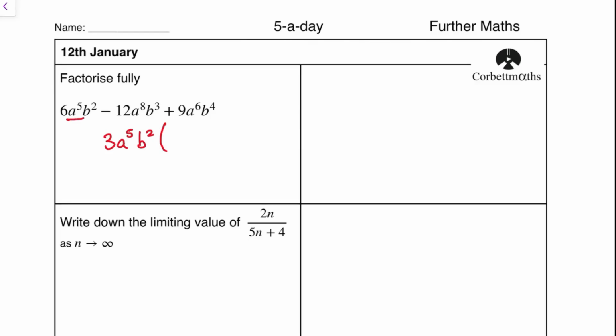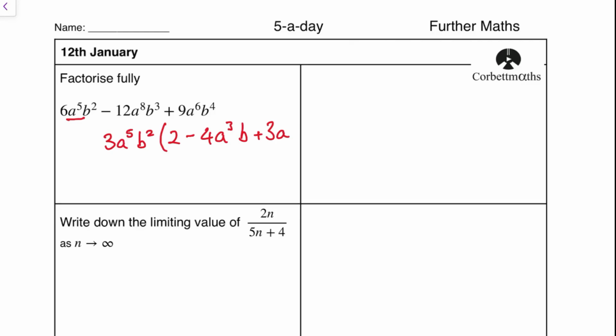Now let's consider this first term. If I divide that by 3a^5b^2, I'm left with 2. a^5 over a^5 goes away, b^2 over b^2 goes away, and it's just a 2. 12 divided by 3 is 4. a^8, and if I've taken out 5, that leaves 3 a's behind. Again, this is a terrible maths way of doing it, but it makes sense when you say it like that. b cubed divided by b squared is b.